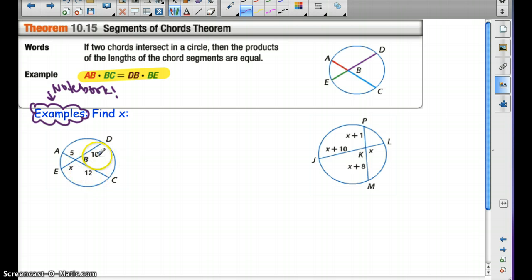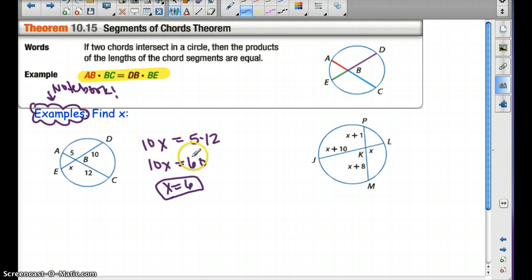So here we have, it looks like 10 times x equals 5 times 12. So we're going to have 10x equals 60, and then x equals 6. That's all I did was use this last theorem up here.